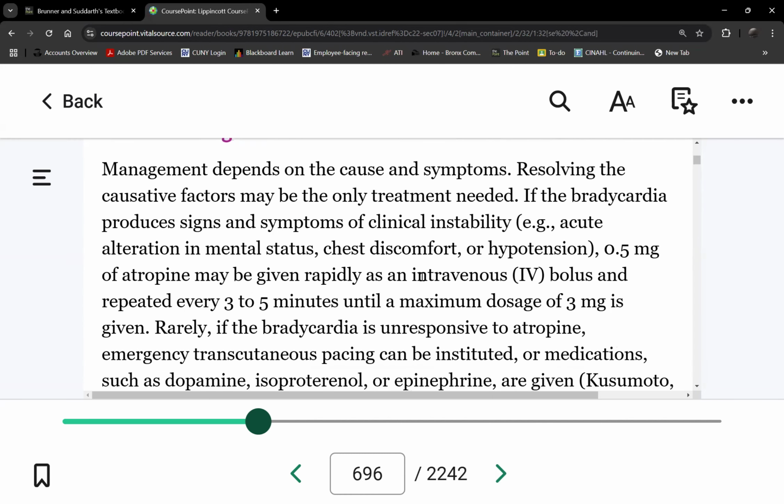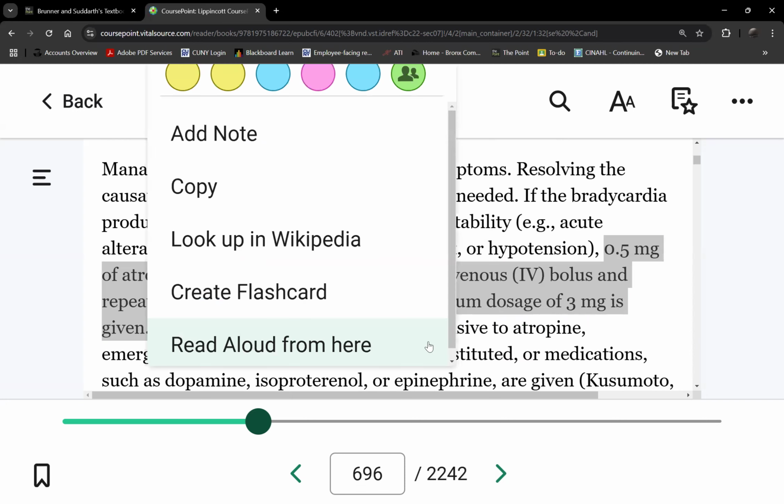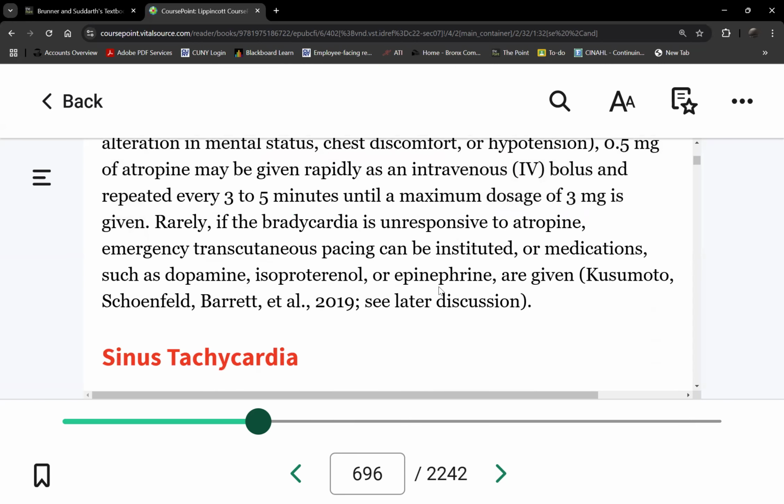If, however, the cause either cannot be identified or cannot be treated right away, and the patient has symptoms, then this is your treatment. 0.5 milligrams of atropine IV push. You can repeat that every 3 to 5 minutes, maximum 3 milligrams. And then rarely, if it's unresponsive, then we will do pacemakers, emergency temporary pacemaker. We'll discuss that in another section of the chapter. And that's it.